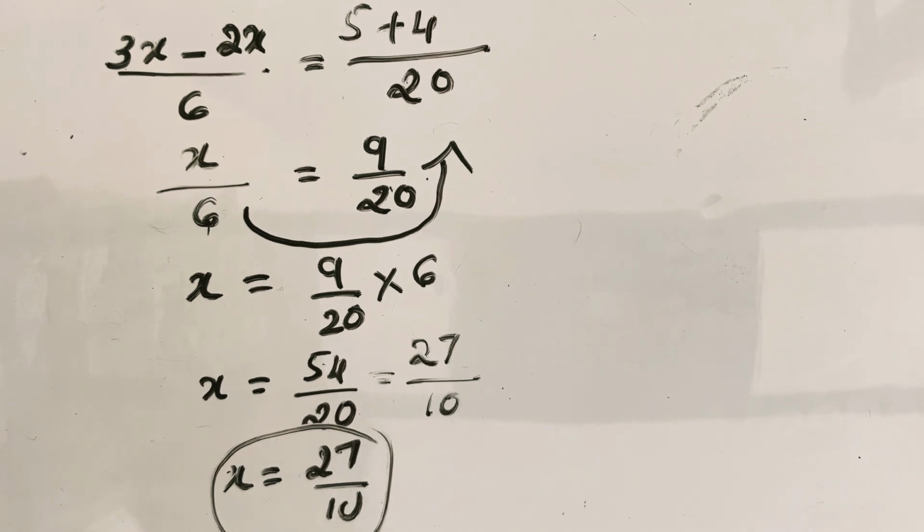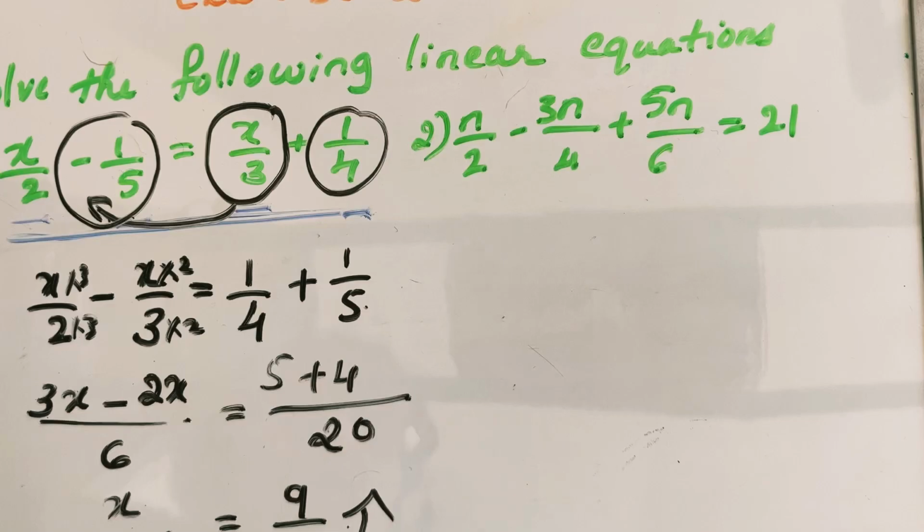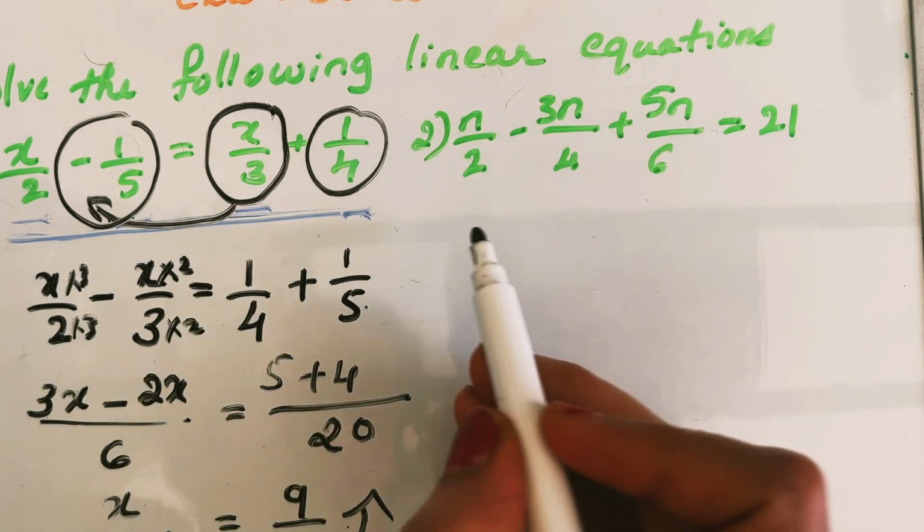That is the answer for the first linear equation. You can cross check: put the value 27 over 10 in the given equation and check whether your left hand side is equal to right hand side or not. Now let's move to question number 2.